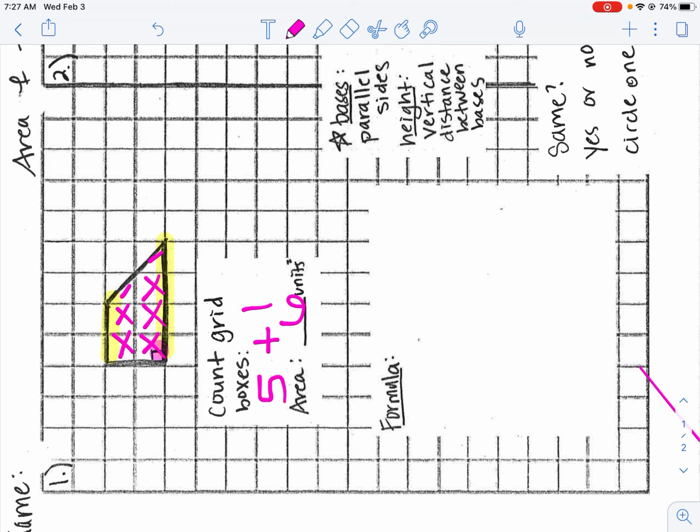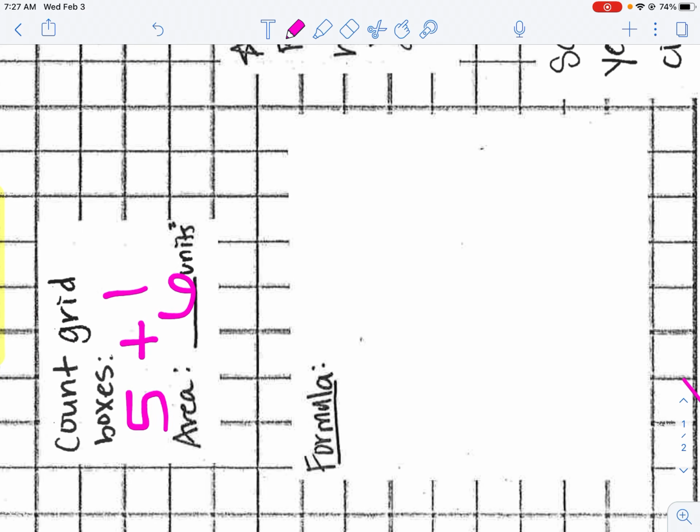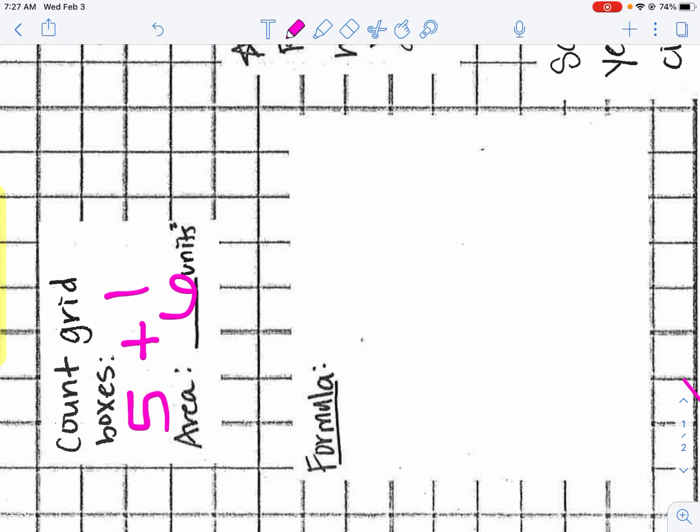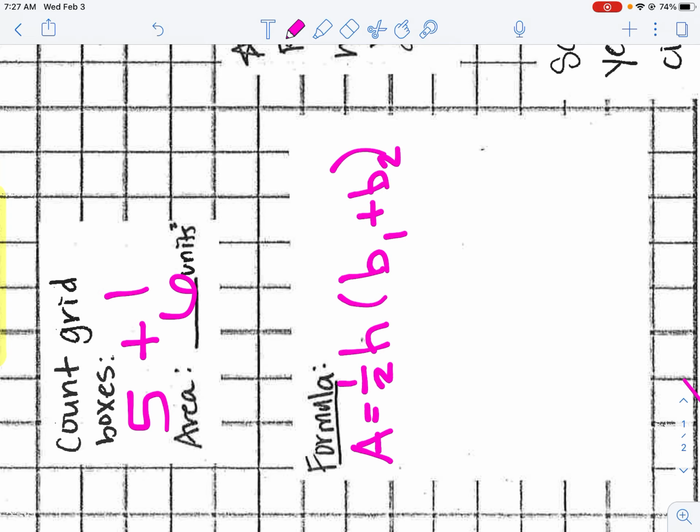All right, method 2, which is what we're going to be doing in math class, is the formula that we're going to use. So this is kind of a long one, but you'll get it. So area is equal to 1/2 times the height times the sum of base 1 plus base 2.